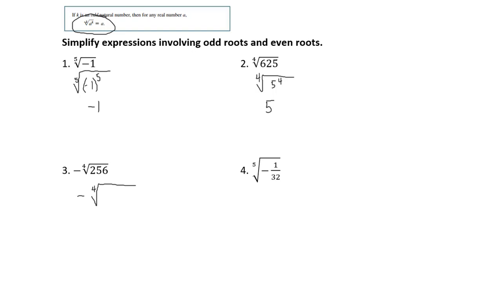And then we need to figure out what 256 is. And that is 4 times 4 times 4 times 4. So that's 4 to the 4th. And so that's a negative. That root and power cancel each other out, give us a negative 4. That negative is being pulled down from the front. So with this one, we're going to rewrite it, trying to write it in the power of 5. So that is a negative 1 over 2 to the 5th power. And that power and the root cancel each other out, giving you negative 1/2. That's all I have for you today. Happy studying.